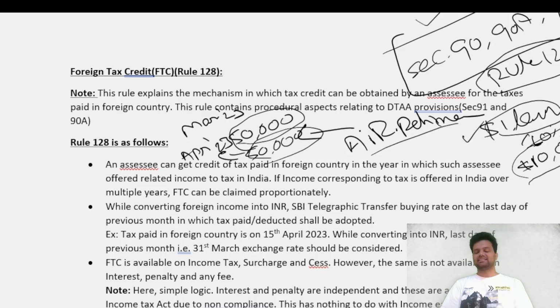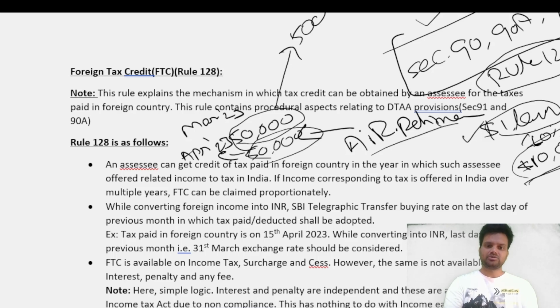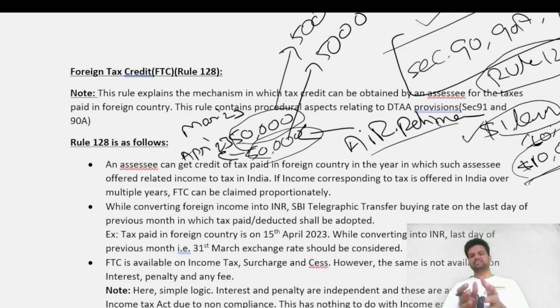In this case, what about the credit for the taxes paid? How much tax has he paid in the US in this example? $10,000, for example. So 5,000 he will get in one year, and another 5,000 he will get in the other year. So FTC also he should take proportionately. That is what point number one says.